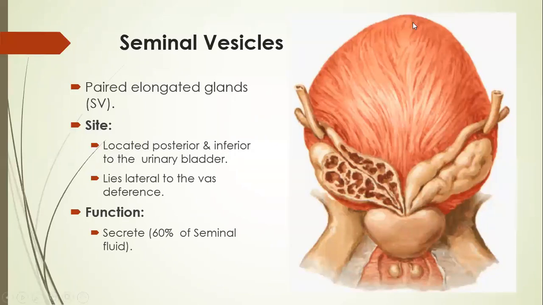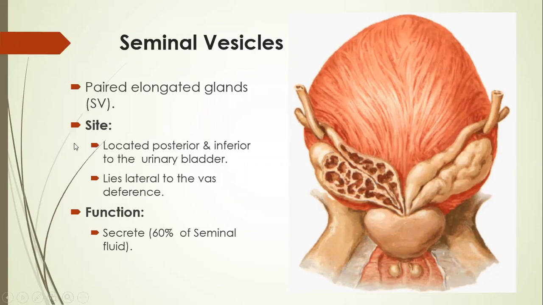The first is the seminal vesicles. So here you can see the seminal vesicles. This is the full view and this is the cut section. These are the vas deferens coming from behind the ureters, behind the bladder. This is the base of the bladder where they are present. They are paired elongated glands, on either side.